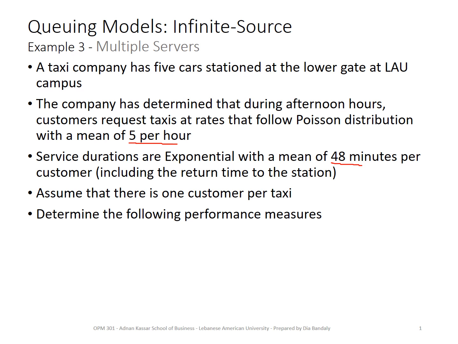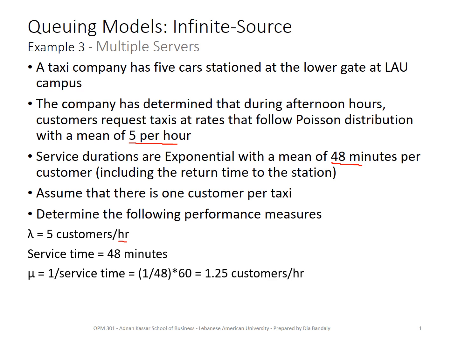Okay, so lambda is very clear in the second paragraph. It's 5 customers per hour. And also we pay attention always to the time unit. The service time is given as 48 minutes, which allows me to find the mu. And I'll multiply it as usual by 60 to make it in hours to comply with the time unit there. So that's 1.25 customers per hour.